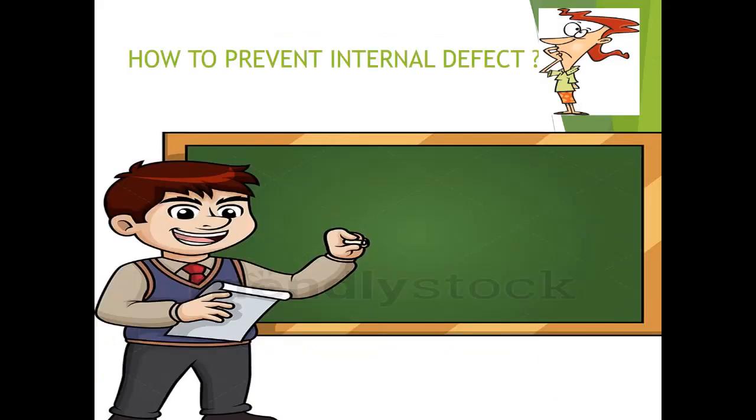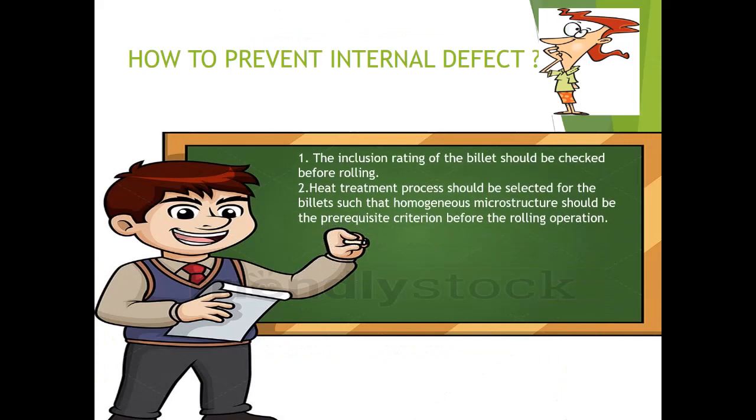How to prevent internal defects? The inclusion rating of the billet should be checked before rolling. Secondly, in order to get a homogeneous microstructure, the heat treatment process should be selected such that we are getting a homogeneous microstructure. This is the prerequisite criterion before the rolling operation.